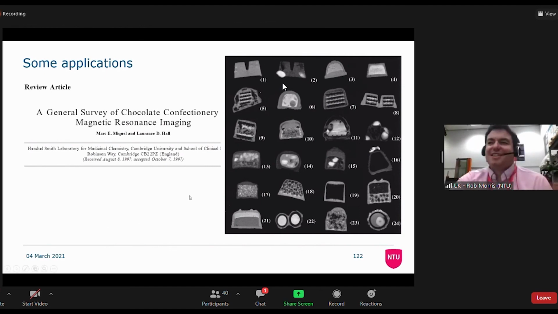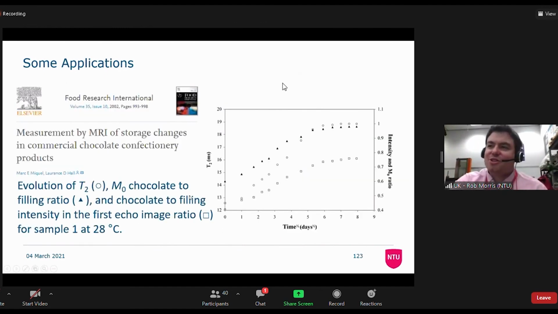So that's nice. They went on to do a slightly more scientific thing with it, and they looked at the evolution over time of the changes in the T2. So here they're looking at the migration of things from the filling into the chocolate. And this is one of the things which MRI is just great at. You can watch one sample for a week and see what happens to it.